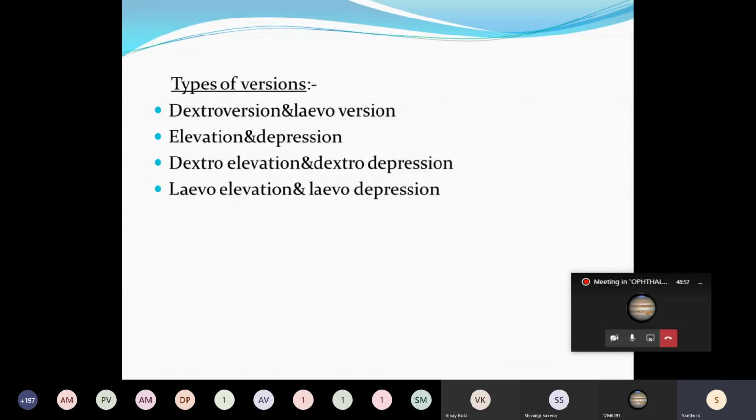Direct depression. Dextro elevation, to the right and upwards. Dextro depression, to the right and downwards. Levo elevation, to the left and upwards. Levo depression, to the left and to the lower part.